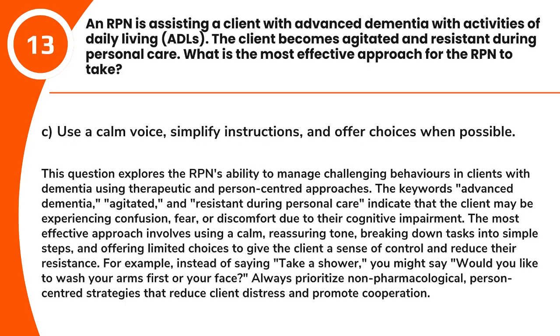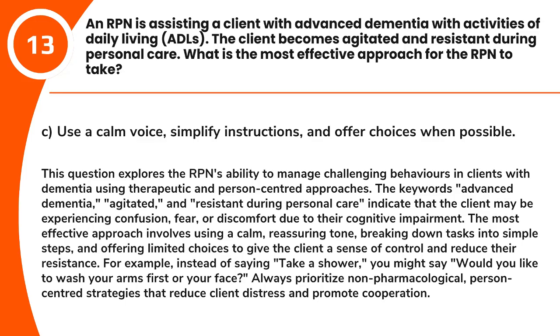Answer: C. Use a calm voice, simplify instructions, and offer choices when possible. This question explores the RPN's ability to manage challenging behaviors in clients with dementia using therapeutic and person-centered approaches. The keywords advanced dementia, agitated, and resistant during personal care indicate that the client may be experiencing confusion, fear, or discomfort due to their cognitive impairment.